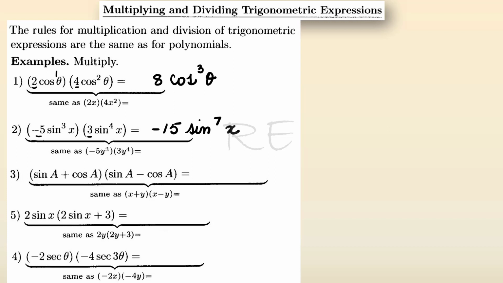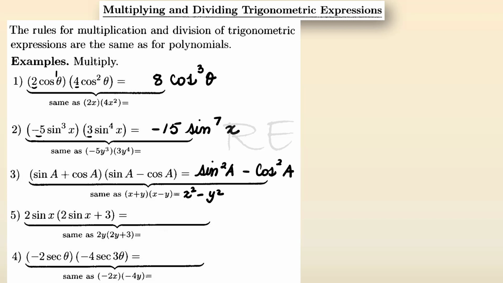Negative 5 times 3, negative 15. Sine cubed x times sine 4x, sine 7x. Sine a plus cosine a times sine a minus cosine a. Difference of two perfect squares. Sine squared a minus cosine squared a.